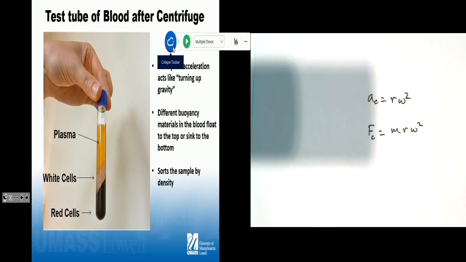Because as r increases, the centripetal force Fc will increase, and omega is the same. So masses closer to the axis of rotation of the centrifuge experience less centripetal force than masses further away from the axis. So the greater mass should move further away. They need more force. Okay.